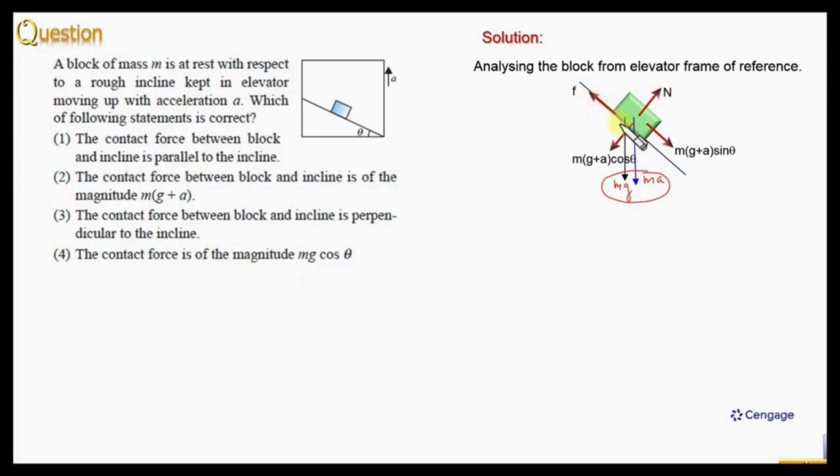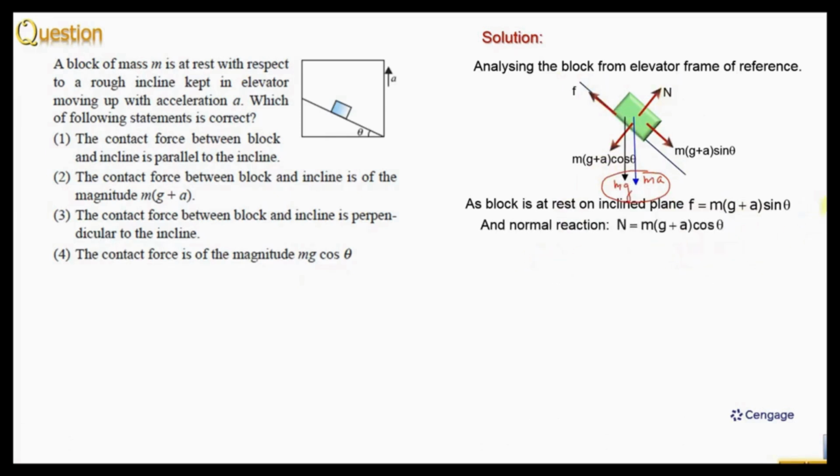And this block is at rest with respect to the inclined plane. So here we can write f equal to m(g + a) sin theta. This is the equation for equilibrium of the block parallel to the inclined surface, and for the normal reaction, from the free body diagram we can write N equal to m(g + a) cos theta. This is the normal reaction.